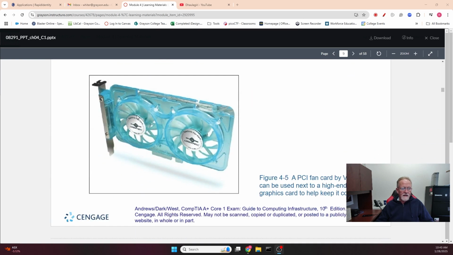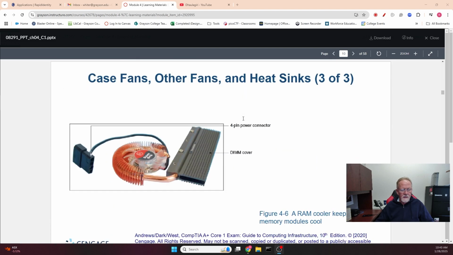This is what a GPU cooler looks like. Notice there are 2 fans on it. It has a PCIe slot that it will fit into, and it sits in the back just like a card does, only these fans blow onto the graphics card. So you'd put this next to the graphics card in the order of slots, and these fans will keep the graphics card cool. Same thing here.